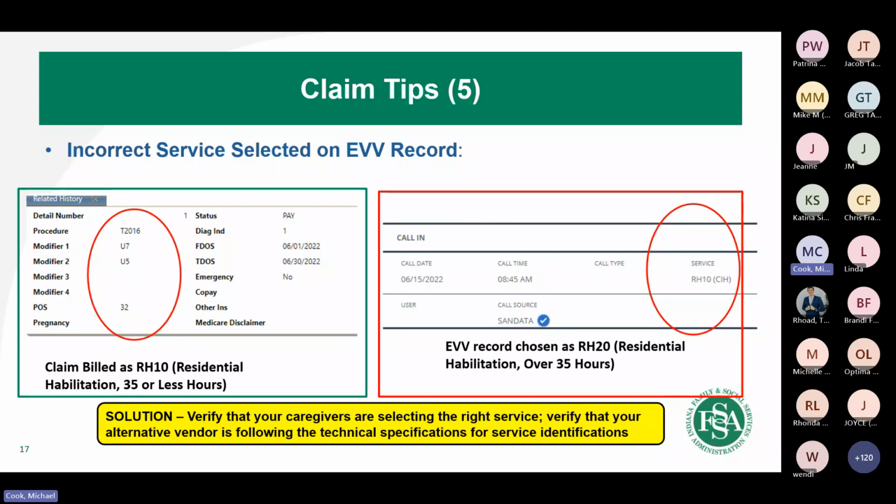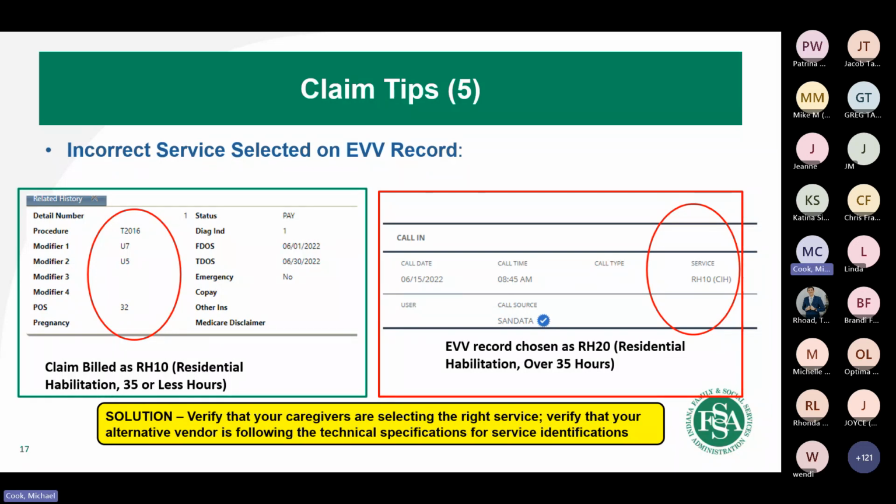Another issue that we've seen in the past, and we haven't seen this nearly as much recently, is around the incorrect service selected on the EVV record. And this has really been tricky for residential habilitation in particular. If you look on the screenshot on your left, the claim that was submitted corresponds to T2016 with the U7 and U5 modifier. And in SAN data system, this is actually going to correspond to RH10, which is residential habilitation 35 or less hours.